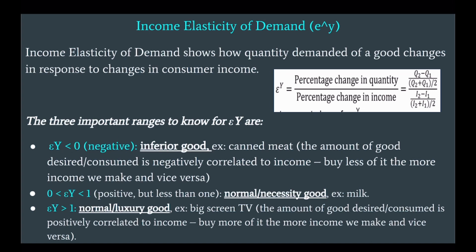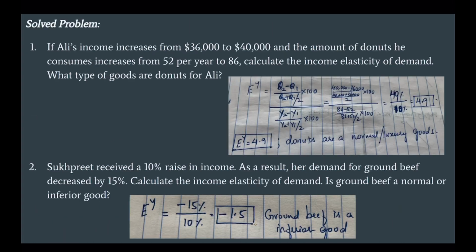If the income elasticity is between 0 and 1, that is positive but less than 1, then it is a normal or necessity good, example milk. If the income elasticity is greater than 1, then it is a luxury good, a type of normal good. Example, a big screen TV. The amount of the good desired or consumed is positively correlated to income. We buy more of the good the more income we make, and vice versa.